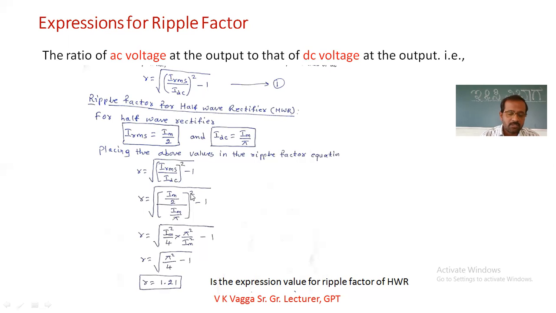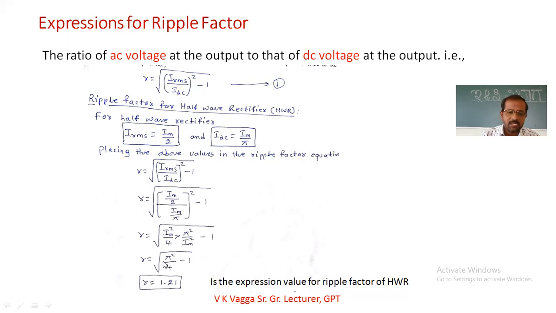After simplification, Im by 2 squared is Im squared divided by 4. The denominator has to be inverted, using the rule that A divided by B, entire thing divided by C divided by D, is equal to A divided by B into D divided by C. So this is equal to Im squared divided by 4 into pi squared divided by Im squared, minus 1. Im squared and Im squared cancel, and what remains is pi squared divided by 4 minus 1.